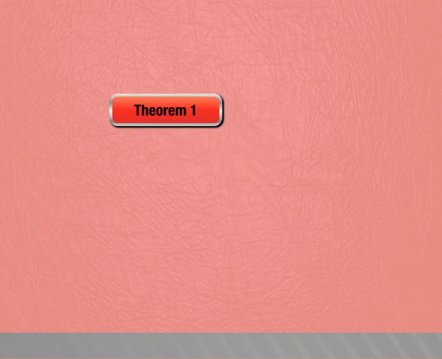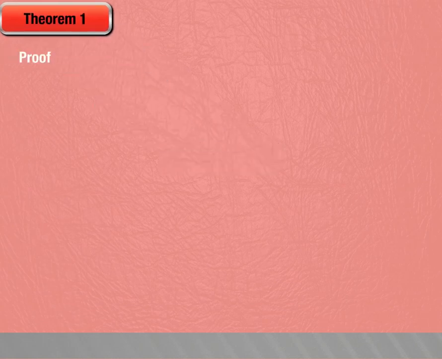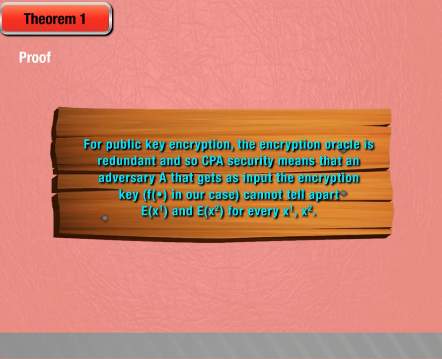Theorem 1. Proof. For public key encryption, the encryption oracle is redundant, and so CPA security means that an adversary A that gets as input the encryption key f, in our case, cannot tell apart E(x1) and E(x2) for every x1, x2.